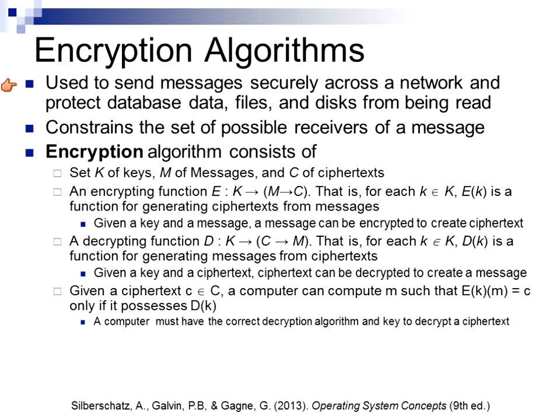So encryption is basically making something so that it's not readable anymore by a human unless they have the correct key, or even readable by a system unless it has the correct key. So encryption constrains the set of possible receivers of a message. So with encryption, you have a set of keys for messages, and you have a set of ciphertext. So ciphertext is actually the encrypted message. So an encrypting function E uses the key so that you can generate a ciphertext from a message.